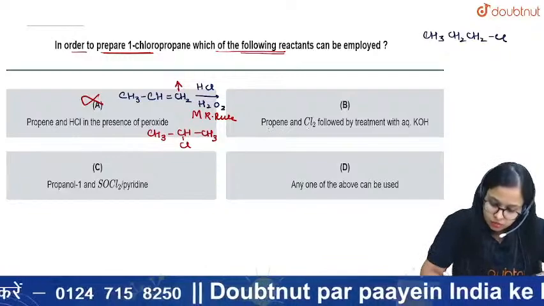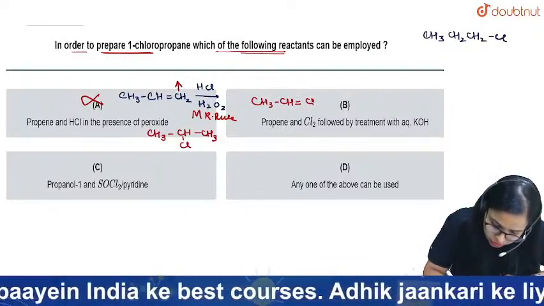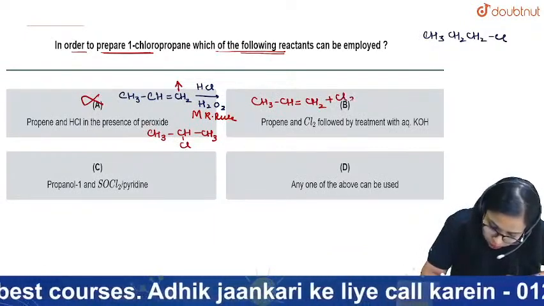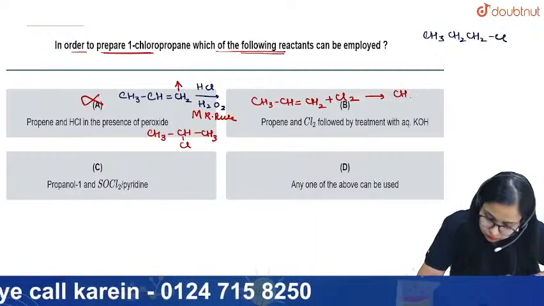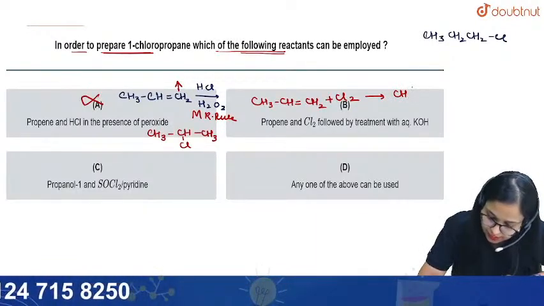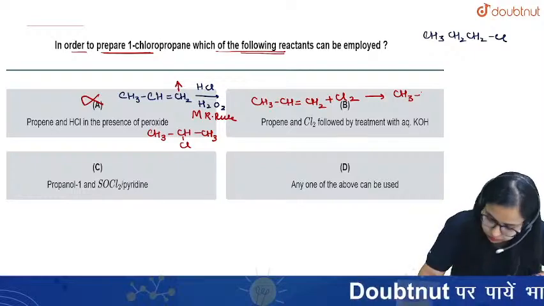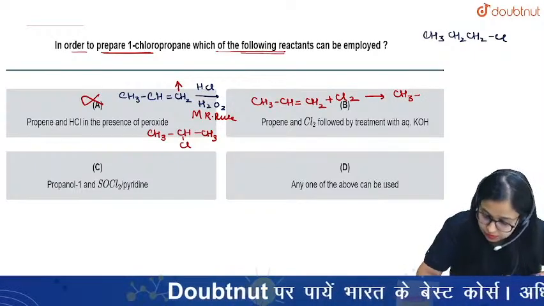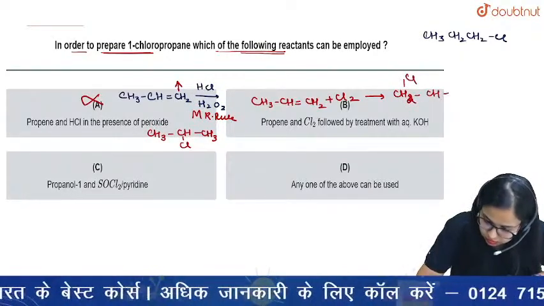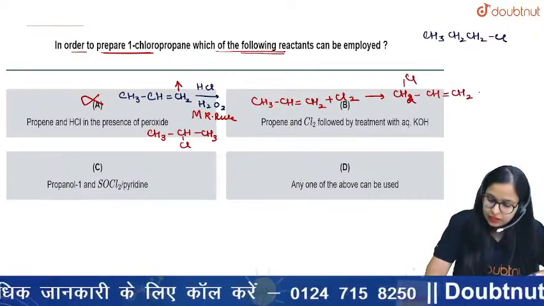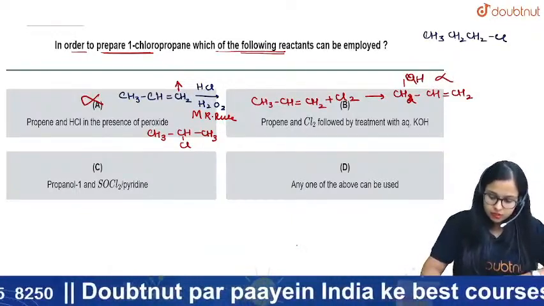If we check option B, propene, CH3CH=CH2, when reacted with chlorine will form, this can be an addition reaction, or if it is in presence of light, this can be allylic free radical substitution. If we treat it with OH, this is not going to be the option.